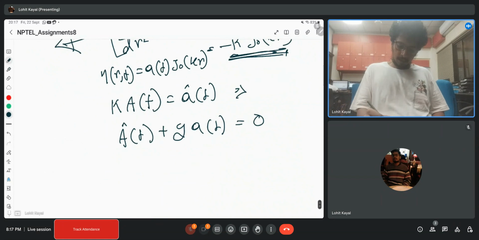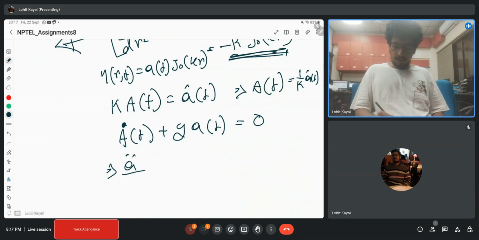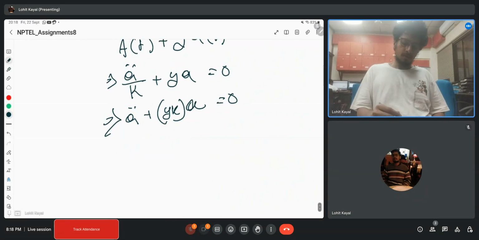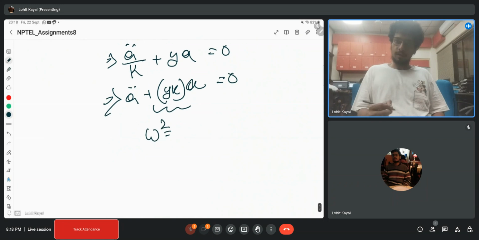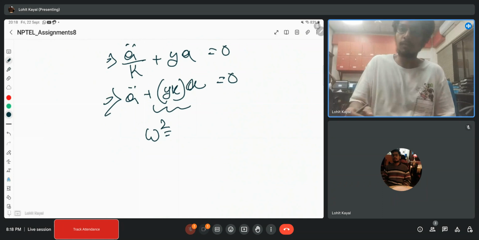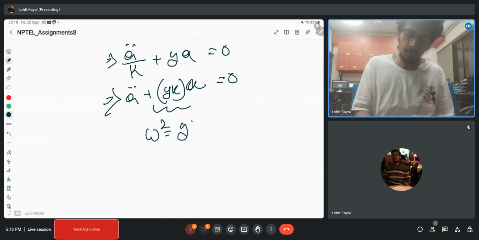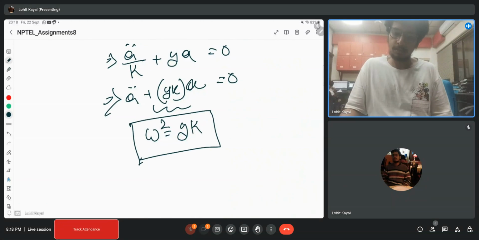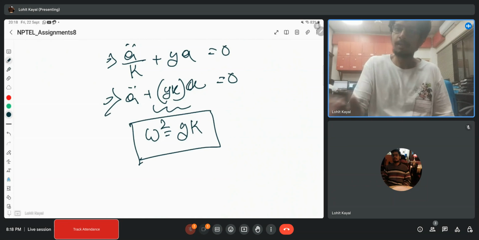So here a t is equal to 1 by k times a dot t. If I substitute it, I will get a double dot by k plus g a is equal to 0. This implies a double dot plus g k a equal to 0. So this is your frequency, omega square. Just see the notes of the last class, where we defined this as omega square, equal to gk. So we find that in cylindrical geometry as well, your frequency will be the same as in Cartesian geometry.